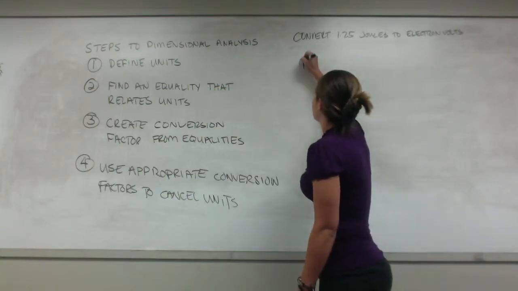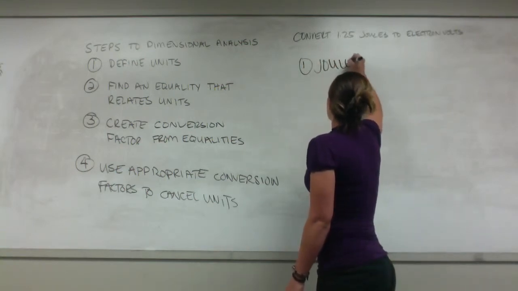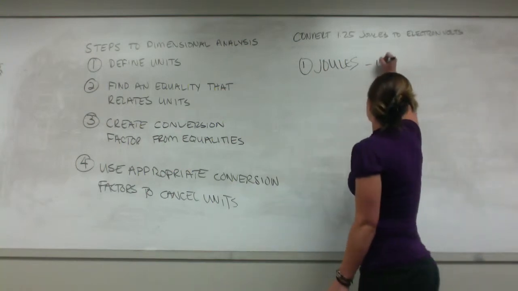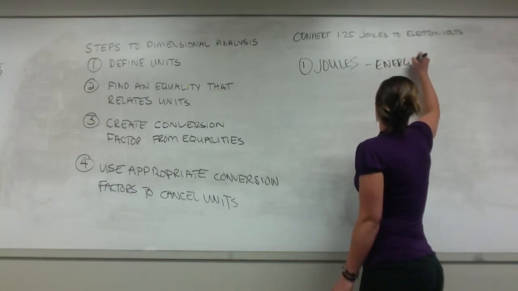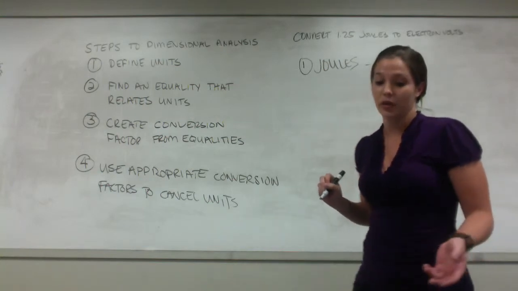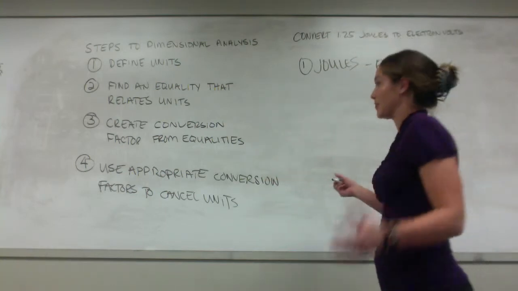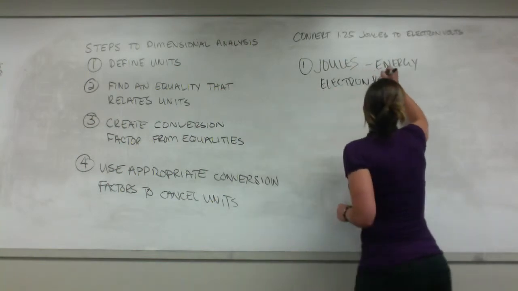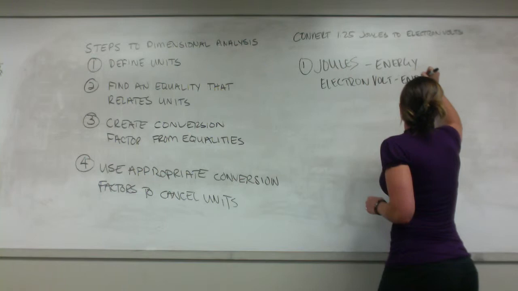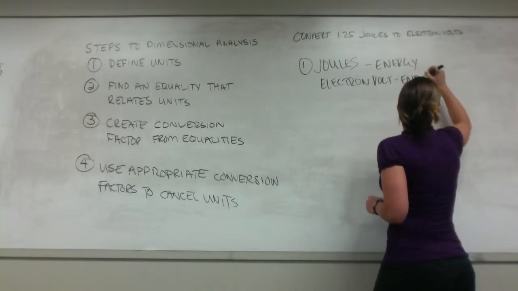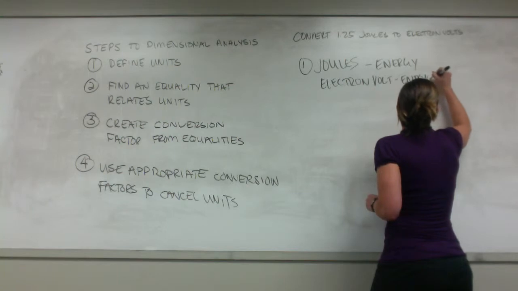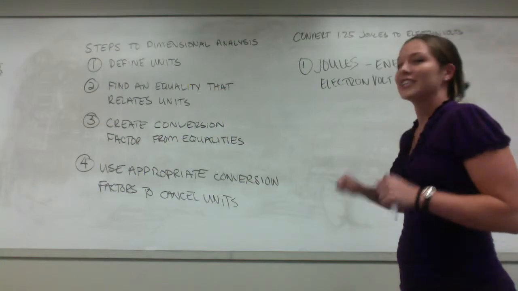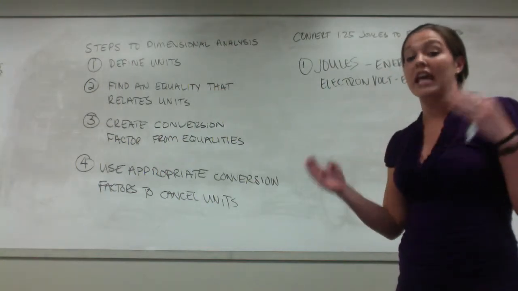So we know that while I don't know exactly what a joule is, I know it is a unit of energy. And then an electron volt is also a unit of energy, right? Electricity, that makes sense. Energy. Yeah. Because I can spell energy, so that's great. Okay, so we know they're both units of energy, so we can relate them.